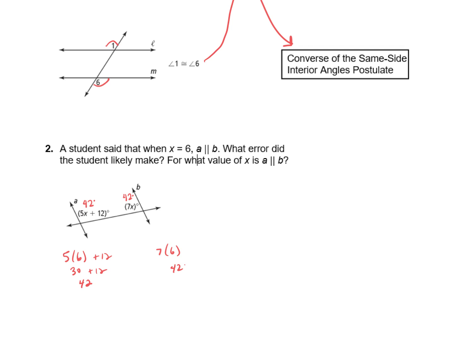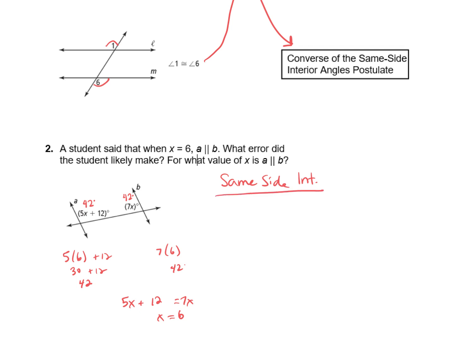What angle pair is this? So they are interior angles inside our possible parallel lines, and they're on the same side of the transversal. So those are same side interior angles. Are same side interior angles congruent? No. So what the student did is they said that they were congruent. They started out with the equation 5x plus 12 equals 7x. They solved and got x equal to 6 and thought that meant you had parallel lines.